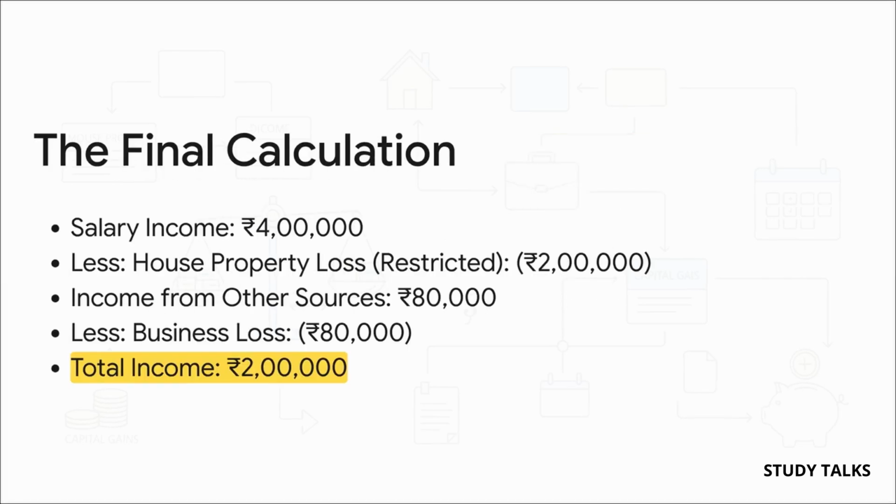So let's put it all together now. His salary of 4 lakh gets reduced by the restricted house property loss of 2 lakh. That leaves 2 lakh. His bank interest of 80,000 is completely wiped out by the business loss. So what's his total taxable income? 2 lakh rupees. That is the correct answer. See? Not so bad when you know the rule.